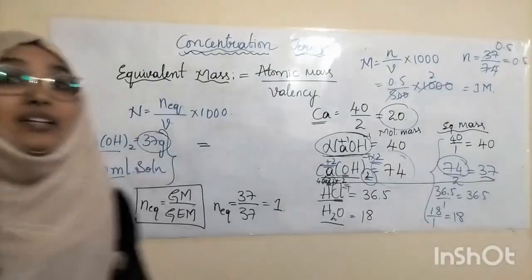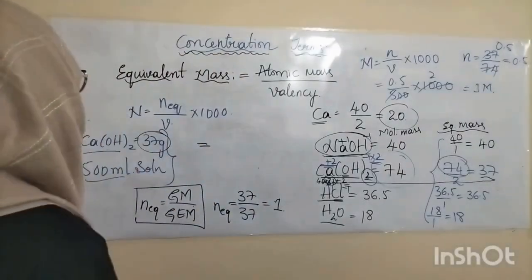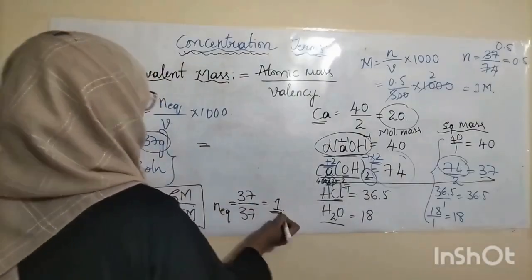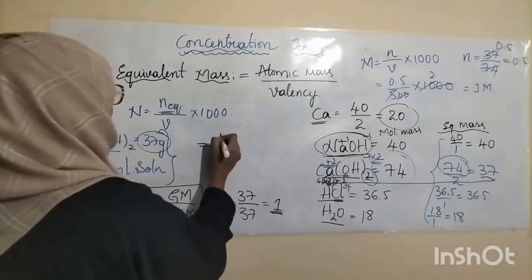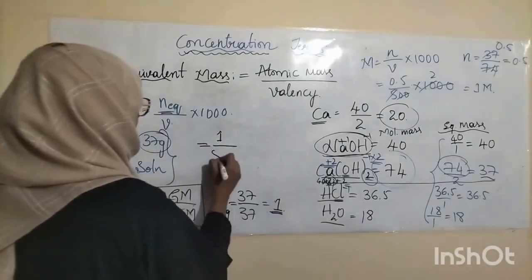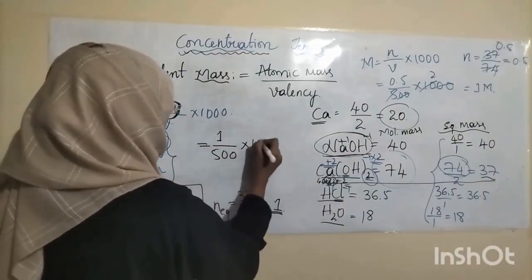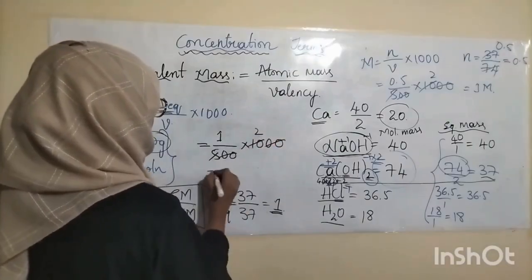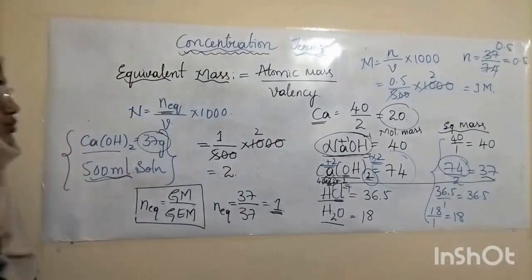But normality, will it be the same? No, it will not. So how can we do that? Here the number of equivalents is 1 divided by the volume of solution, 500 divided by 1000. So the normality is 2.